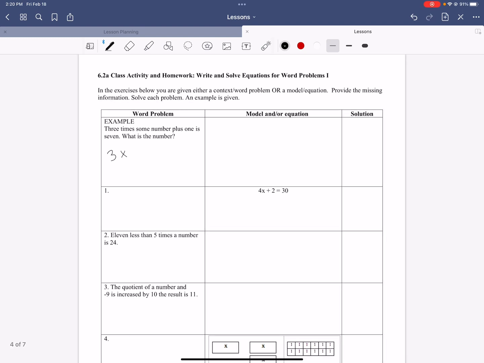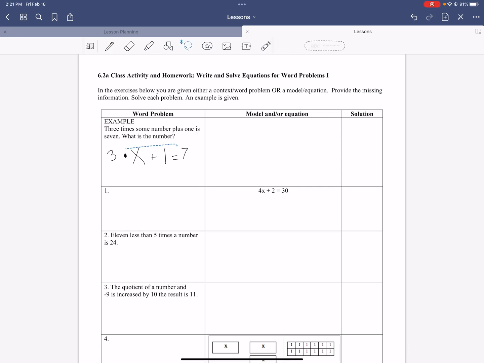Sorry, I'm going to make it a big X because I'm going to change this multiplication sign to the little dot so we don't get confused. So now I have 3 times some number, plus means I'm going to add, and 1 is my other number, and is means equals. Okay, we learned all of this before. You can look at the Canvas from before. And is 7.